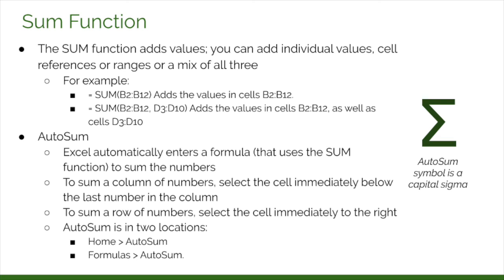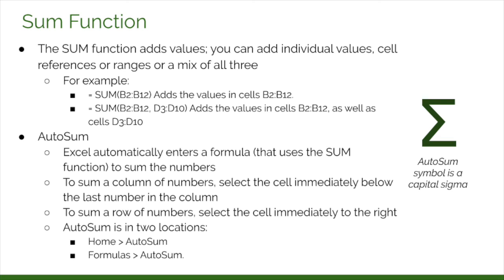One of the more popular pre-designed formulas in Excel is the SUM function. The SUM function adds values. You can add individual values, cell references, or ranges, or a mix of all three. For example, in the equation equals SUM(B2:B12), this adds the values in cells B2 to B12. In the equation equals SUM(B2:B12, D3:D10), this adds the values in cells B2 to B12, as well as cells D3 to D10.